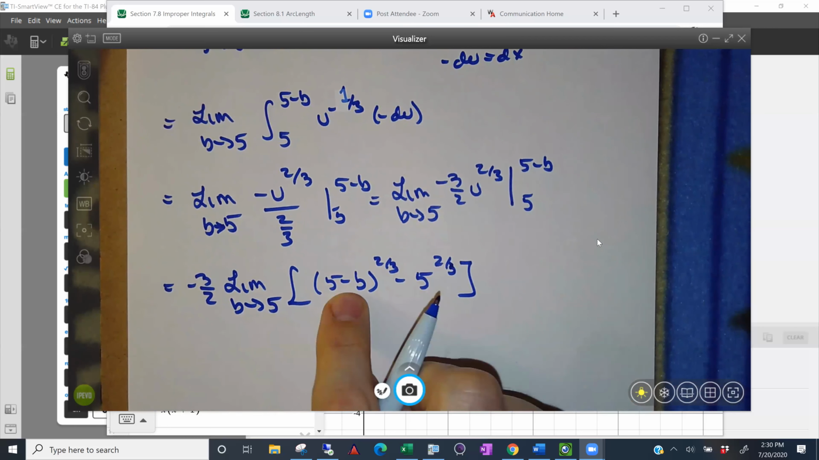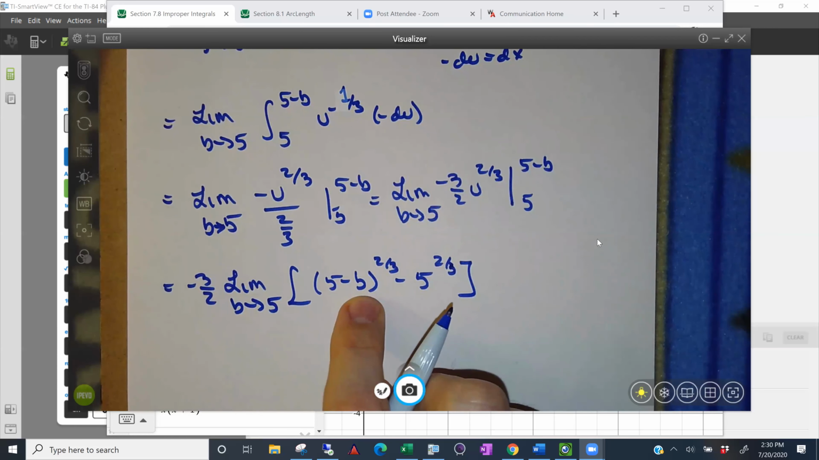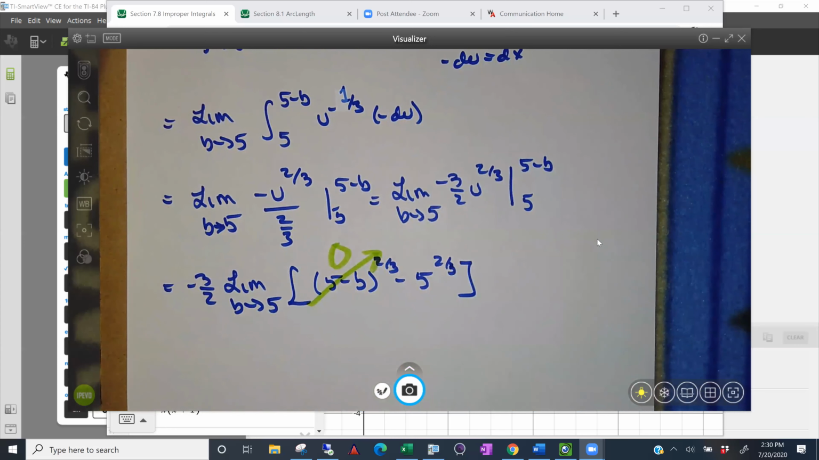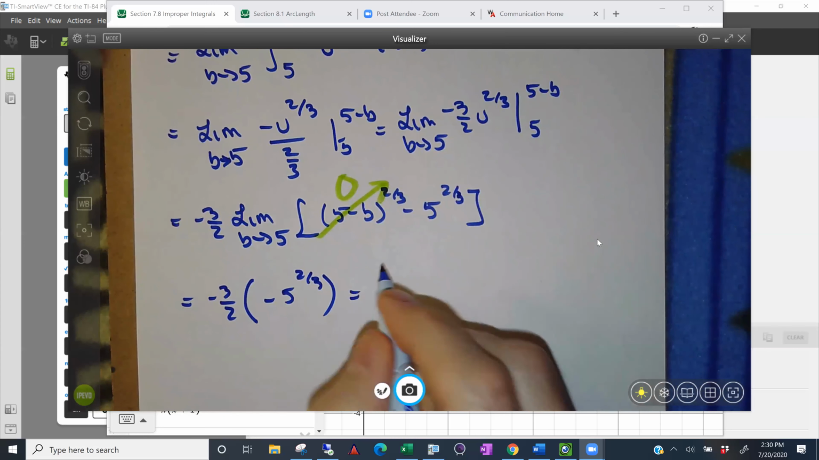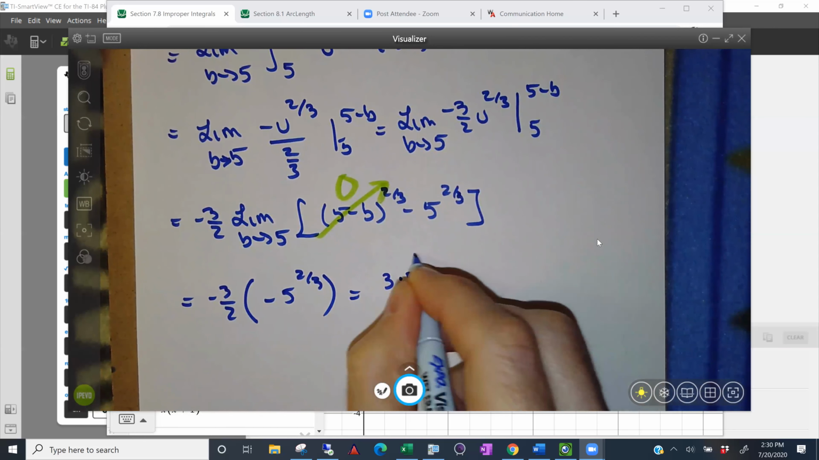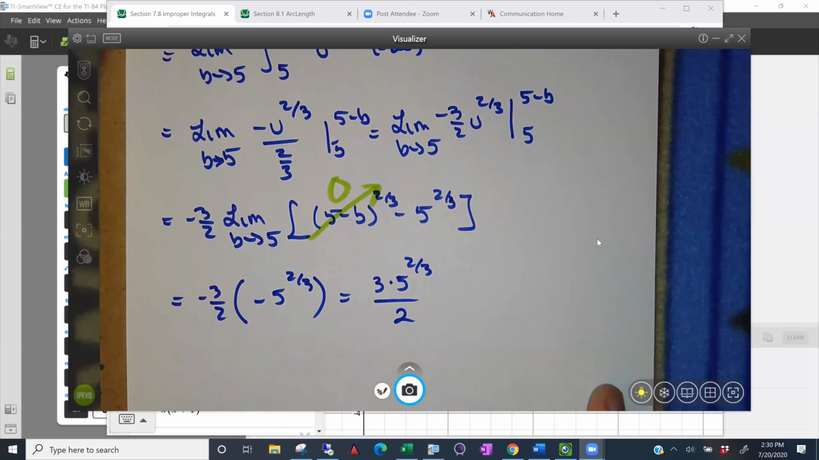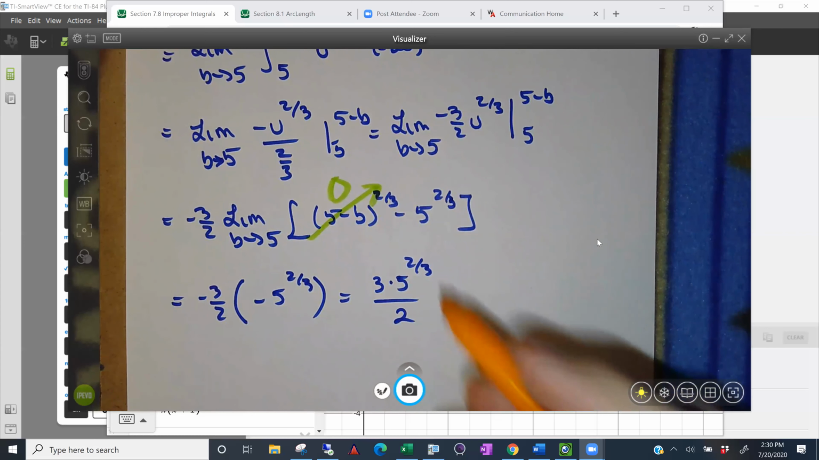As b approaches 5, what happens to this term? Goes to 0. It disappears, right? So that's a big goose egg there. And I'm left with negative 3/2 times negative 5 to the 2/3. And the two negatives cancel, so it gives me a positive 3 times 5 to the 2/3 over 2. Nice, that's what I got. Great minds think alike, right? Of course, the flip side is fools seldom differ, but that doesn't apply here.